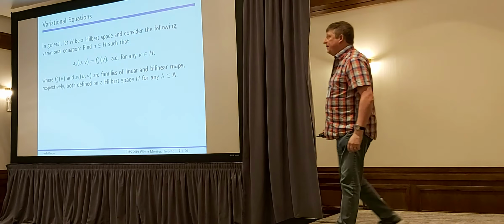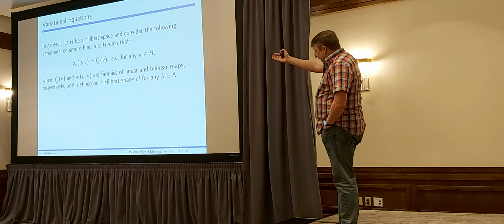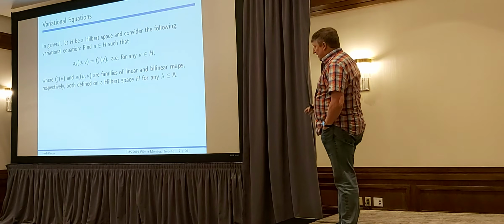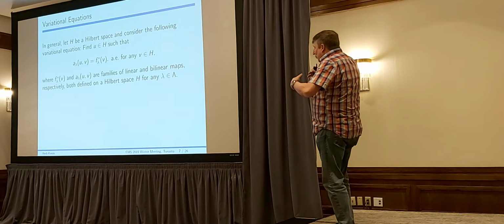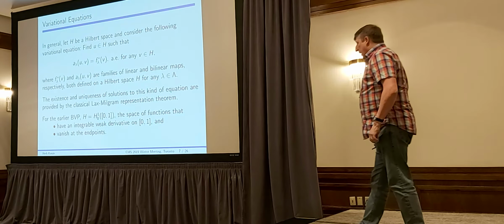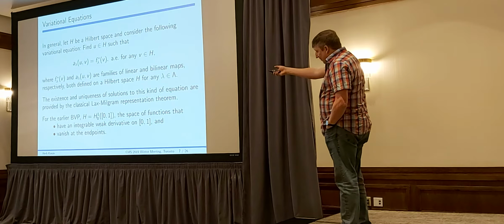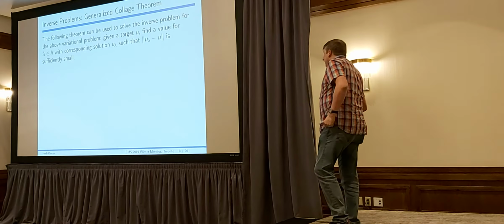In the general setting, this all happens in a Hilbert space. So U is an element of a Hilbert space. Find U such that a(U, V) is f(V) is the direct problem, right? The almost anywhere piece is from the variational formulation. And this is representing the direct problem in terms of variational equations. The theorem that tells you that you have existence and uniqueness is the Lax-Milgram representation theorem. And there are some conditions in that theorem that manifest in the inverse problem as well. So in the earlier problem, the setting was functions that vanish at the boundary and are H^1_0, that's fine.